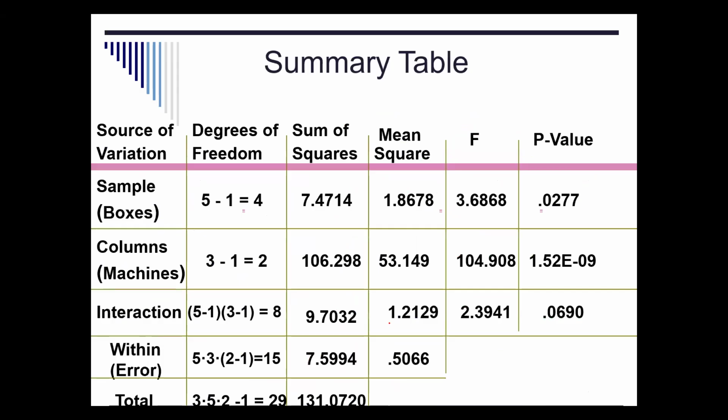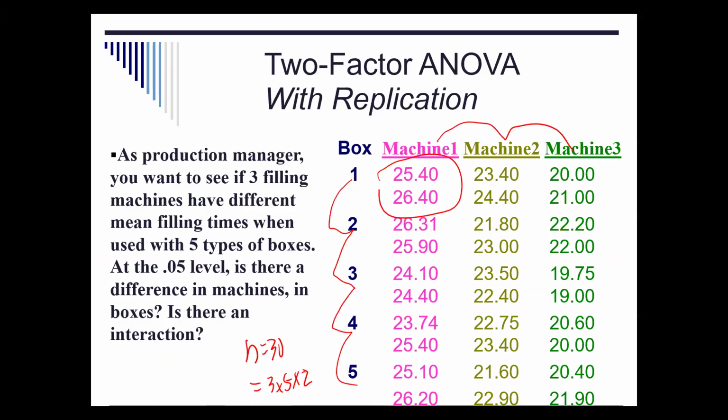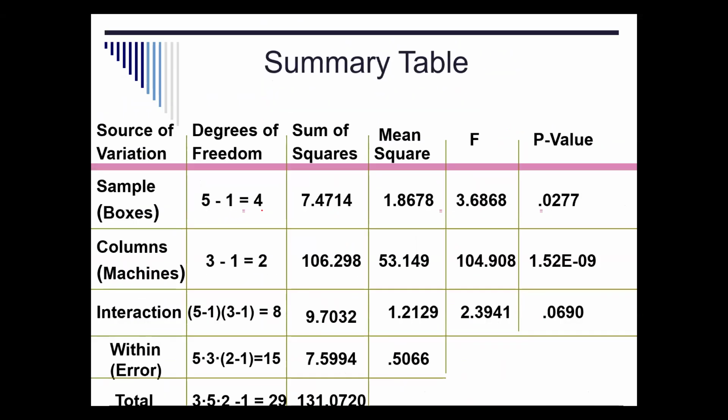So basically, we get this for that box example. Factor A is the row factor. You see, we have 5 different boxes, so that's why the degrees of freedom is 5 minus 1. The sum of squares for factor A is 7.4714. Divide 7.4714 by 4, and we get 1.8678. So that's the first one.